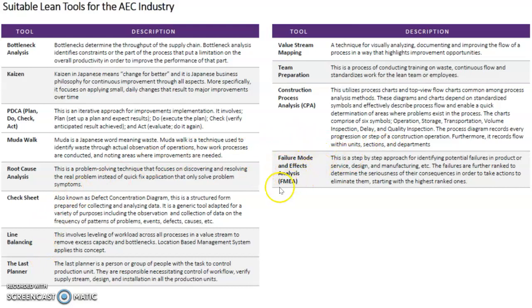Sometimes we can also use the failure mode and effects analysis. This is a step-by-step approach for identifying potential failure in a product or service, design, and manufacturing, etc. The failures are further ranked to determine the seriousness of their consequence in order to take actions to eliminate them, starting with the highest ranked ones.